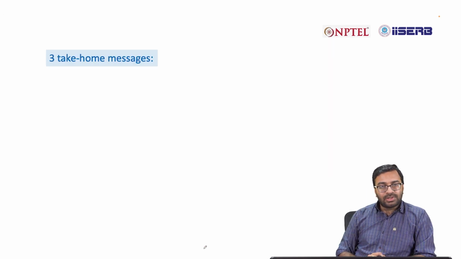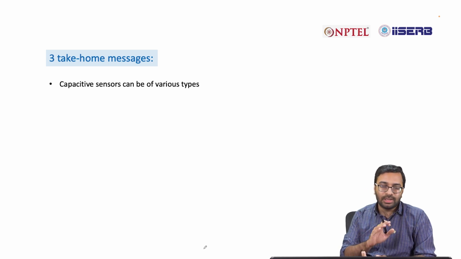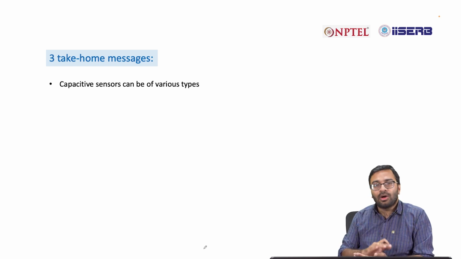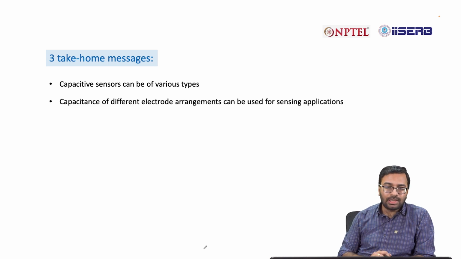Now there are three take-home messages from this lecture. The first one is that capacitive sensors can be of various types. We have seen three different types based on the variation of different parameters, and all these capacitive sensors can detect certain physical or chemical parameters or any kind of stimuli. Then we have seen that capacitance of different electrode arrangements can be used for sensing applications. So if electrode arrangements are different, that also can be used for sensing applications.